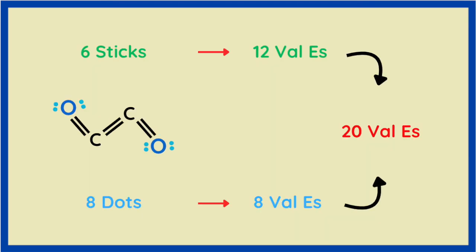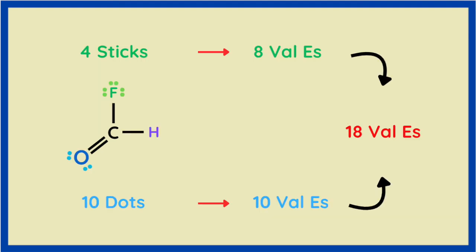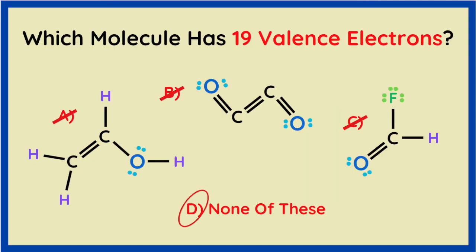We know the second molecule has 6 sticks and 8 dots, so it has 12 plus 8 valence electrons, so 20 total. This has one more than what we're looking for, so we're also going to cross out molecule B. For molecule C, it has 4 sticks and 10 dots, a total of 18 valence electrons, also not 19. So we're going to cross that out, and the correct answer is D.